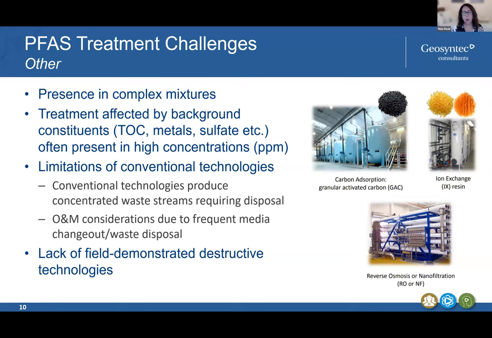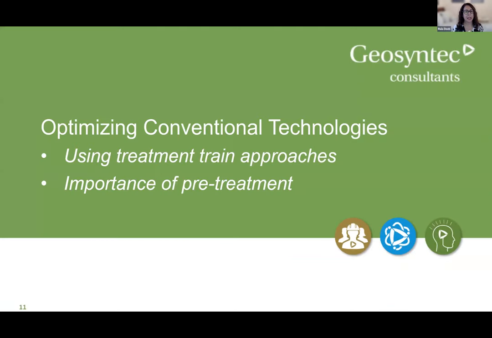Lots of exciting work in the destructive PFAS space, and I'm going to give you some case studies of R&D projects that are funded by the Department of Defense and links to all these web pages if you'd like to refer to them in the future. But a lot of them are still being developed and have not been tested at the full scale level in the field. So let's start with how conventional treatment technologies can be optimized.